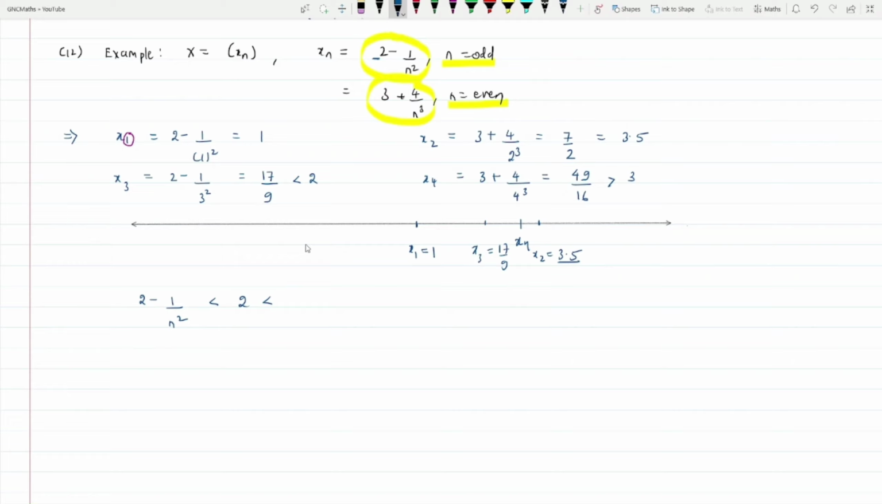And now we are going to connect it with the even counterpart of the definition of the sequence. Since 2 is lesser than 3, and 2 minus 1 by n square is smaller than 3 plus 4 by n cube, we have a direct relation between the odd terms of the sequence and the even terms of the sequence for every n. So we have 2 minus 1 by n square is lesser than 3 plus 4 by n cube.